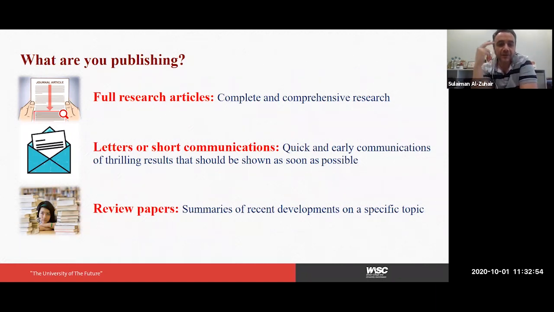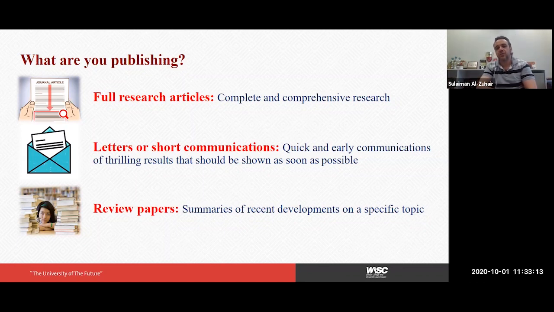Okay, so when you publish, there are three types of publications that you can send your papers to. Either it's a full research article, and that's the one that I will be speaking about. This is when you have a complete and comprehensive research that you want to publish. Once you complete everything, you reach a conclusion, you have all the elements of the paper ready, then you can send it as a full research article.